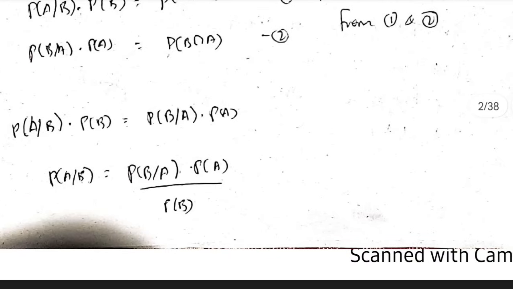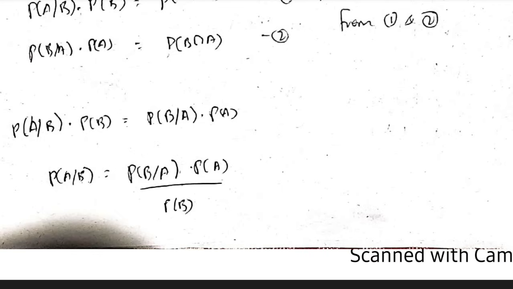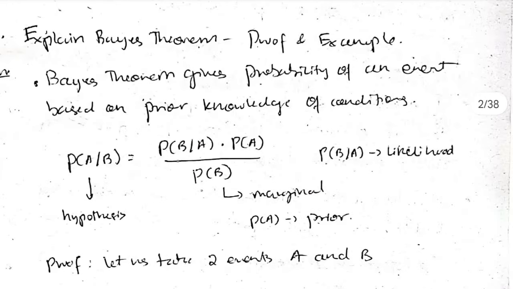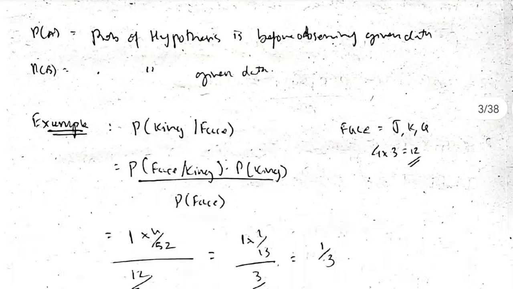Now I'm concerned with probability of A given that B has occurred, so I'll keep it here only. I'll shift this down, and when I shift this down, I'll be arriving at the Bayes theorem formula. So this is the proof. You need to practice this. If they ask in an exam, you have to write this one. If they ask you about an example, you can consider the simple card example.